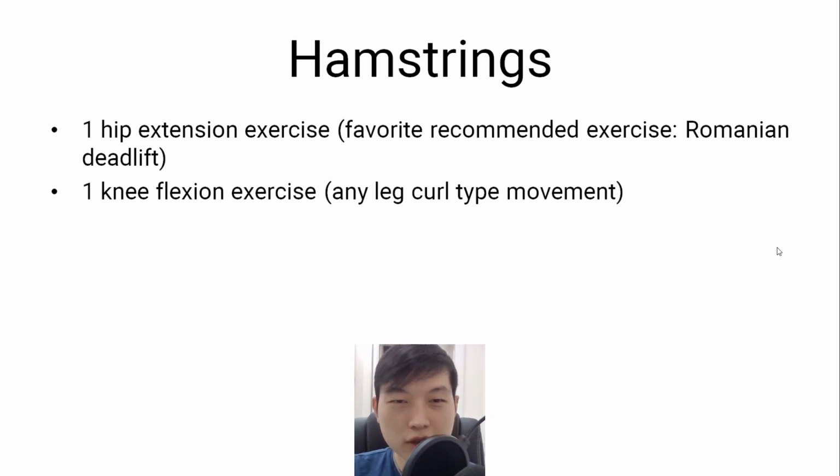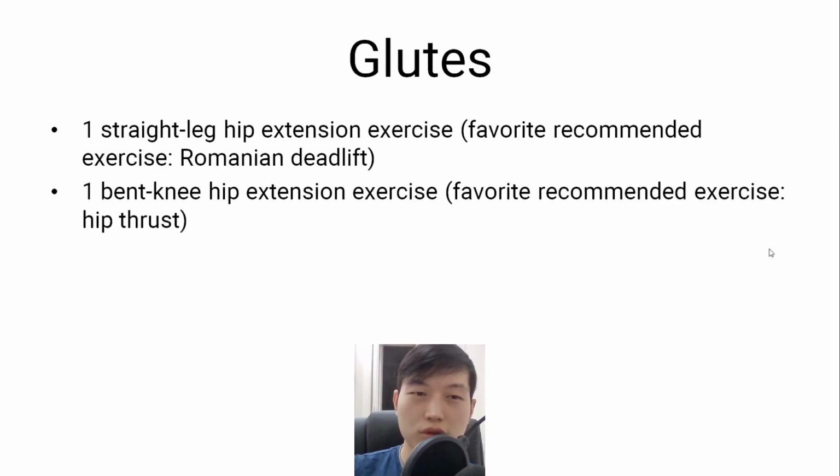Next, we have the hamstrings. For the hamstrings, you need one hip extension exercise and one knee flexion exercise. My favorite recommended exercise for hip extension is the Romanian deadlift, and for the knee flexion, you can do any type of leg curl.